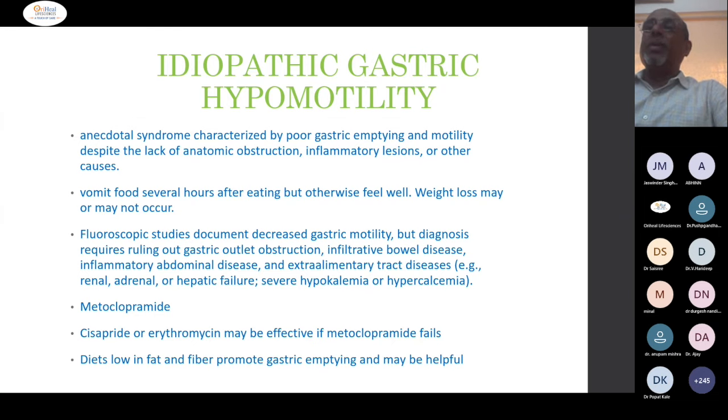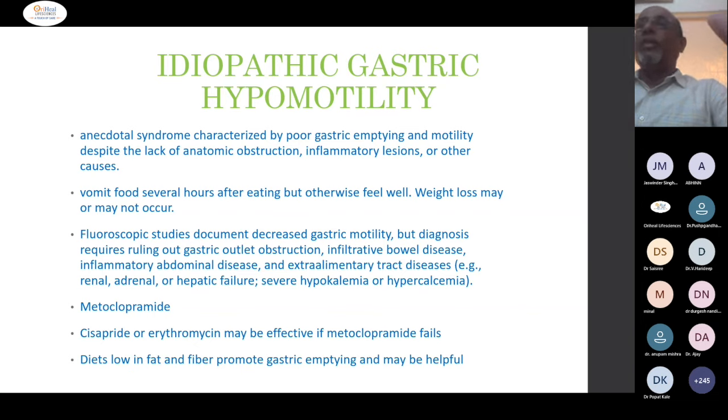Again, similar signs will be there, so all these things have to be ruled out. Renal problems, adrenal problems, hepatic problems, and all these should be ruled out before you diagnose idiopathic gastric hypomotility. Metoclopramide is a good drug to improve gastric motility. Cisapride and erythromycin may be effective if metoclopramide fails. Low dose erythromycin can be very effective. A diet low in fat and fiber promotes gastric emptying and may be helpful.